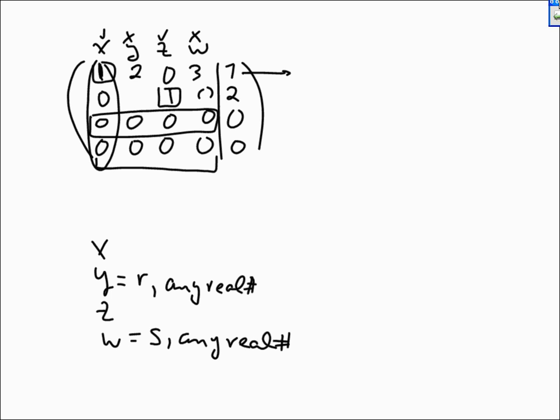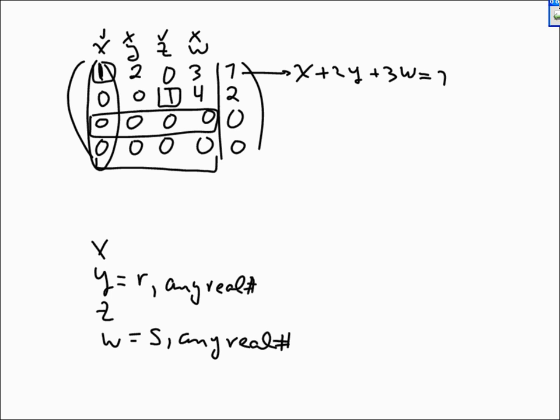What if we had this? What if we had that? That's the 4 over here. This with a 4 here. This matrix is still in RREF form. The first equation says that x plus 2y plus 0 z's plus 3 w's is 7.